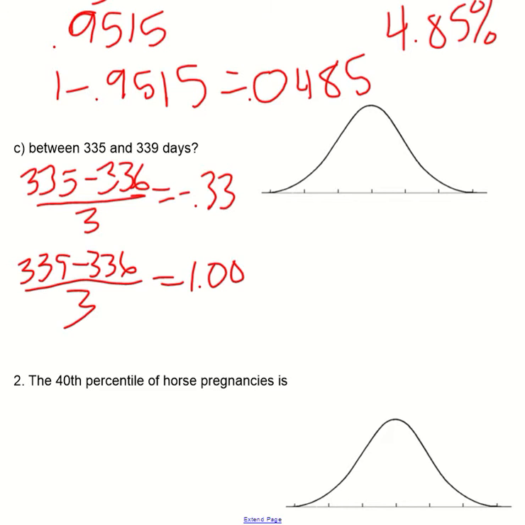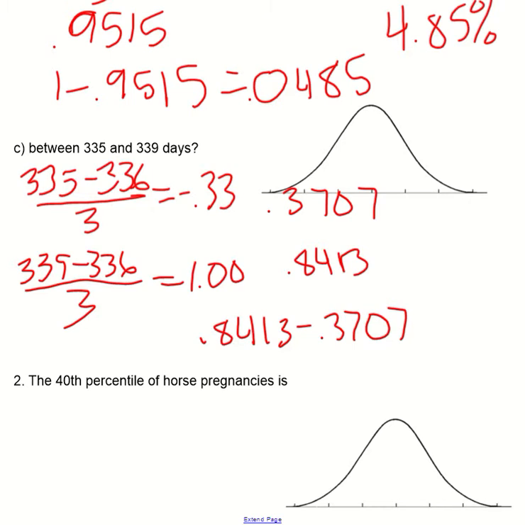Let's find those probabilities. Negative 0.33 is 0.3707. 1.00 is 0.8413, and then we take the bigger probability, 0.8413, and we subtract the smaller probability. And we get 0.4706, or 47.06%.